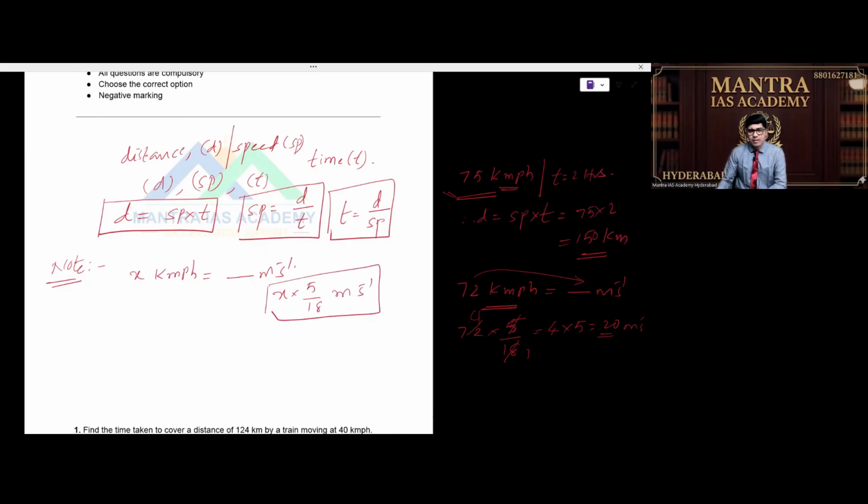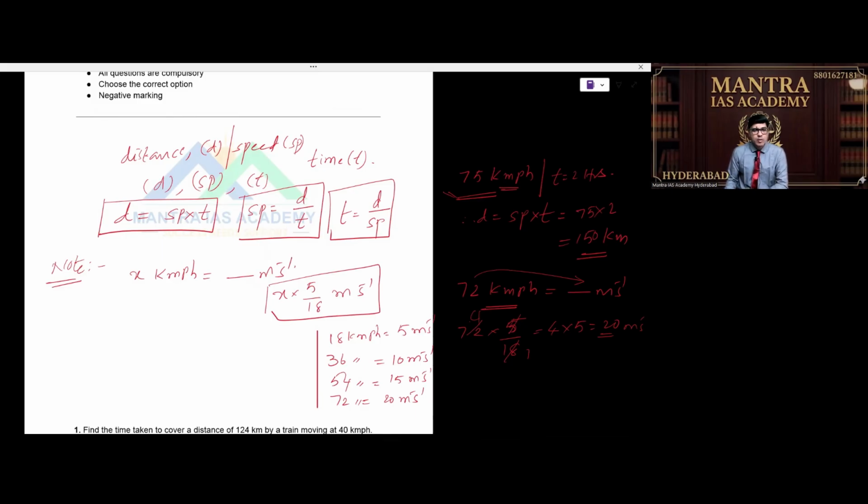Generally, imagine 18 kmph. What's the meaning of that? It is exactly 5 meters per second. The double of that, 36 kmph, is 5 twos are 10 meters per second. In the same fashion, 54 kilometers per hour is 15 meters per second. And 72 kilometers per hour is nothing but 20 meters per second. Better to remember all these things, so you can simply convert immediately without wasting your time.